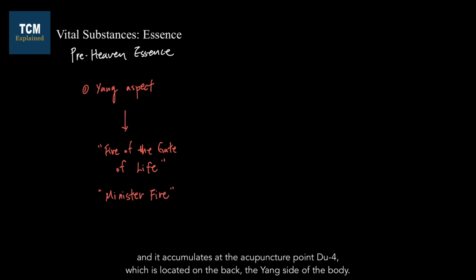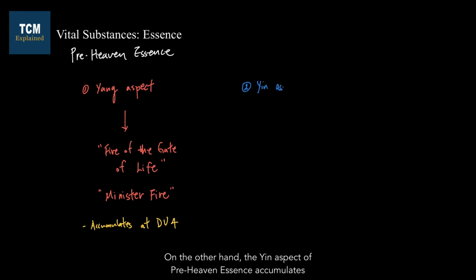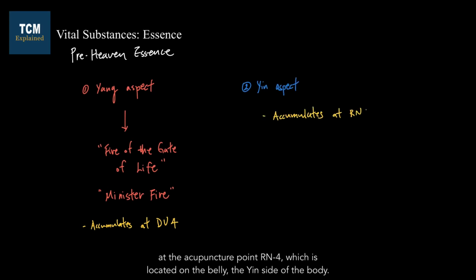Pre-heaven essence is given from our parents and it determines our constitution and vitality. The yang aspect of pre-heaven essence is also called the fire of the gate of life, or minister fire, and it accumulates at the acupuncture point Du4, which is located on the back, the yang side of the body. On the other hand, the yin aspect of pre-heaven essence accumulates at the acupuncture point Ren4, which is located on the belly, the yin side of the body.